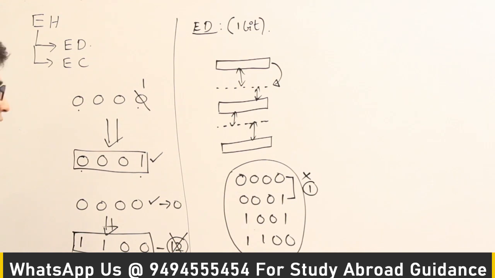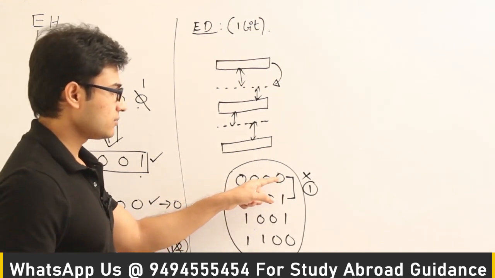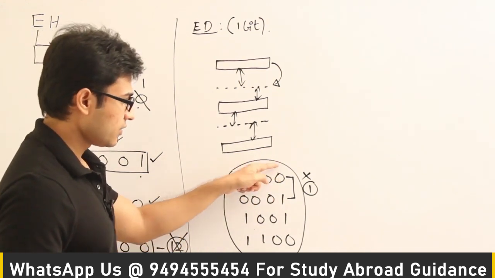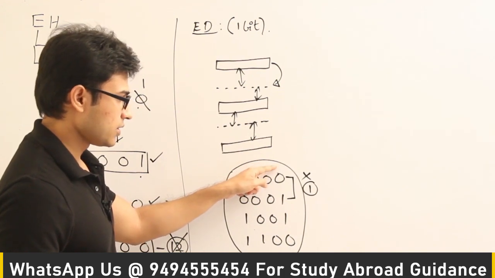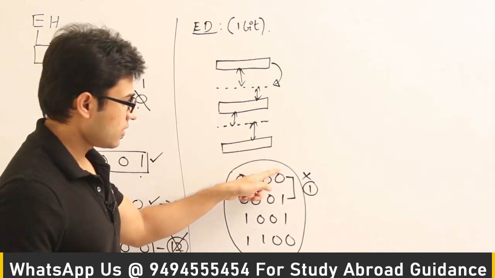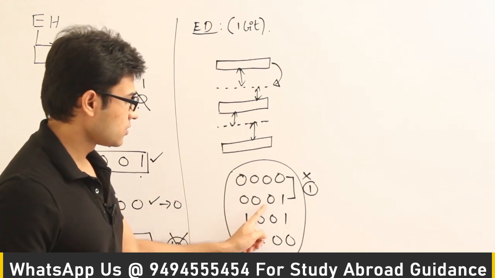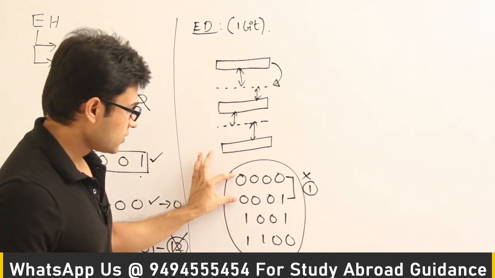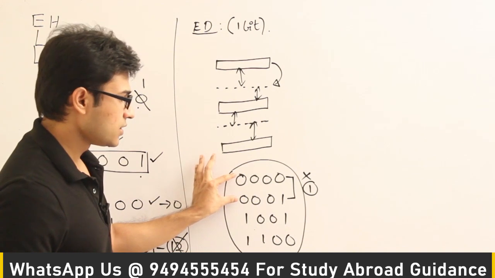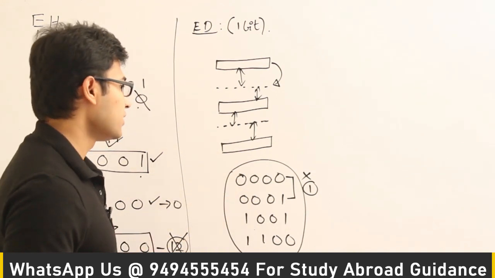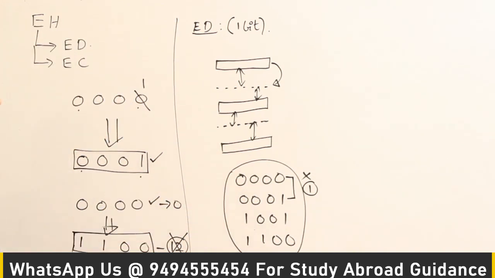The reason is simple: if 1 bit error happens here, then there is a chance that the single bit error might happen here, and then it might get converted to this 0001. Now there is no way we can find out that there is an error here because both are valid. So this code is not suitable for single bit error detection.